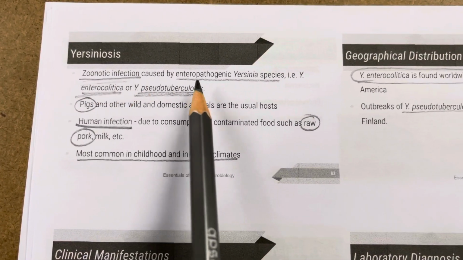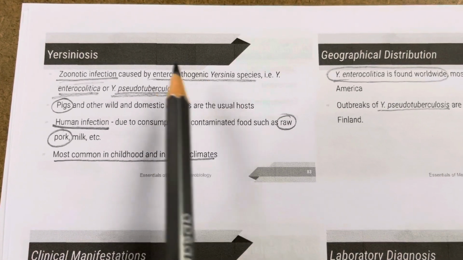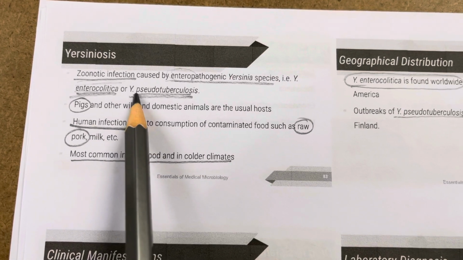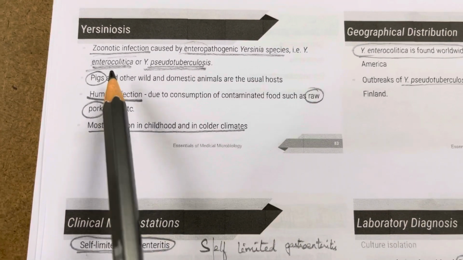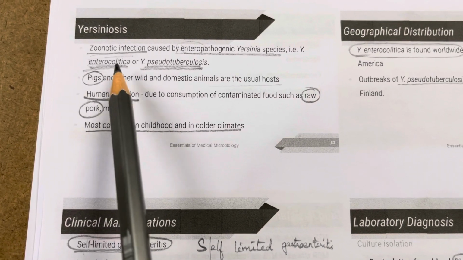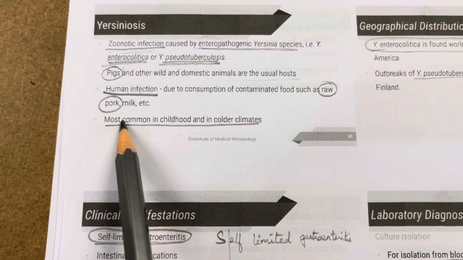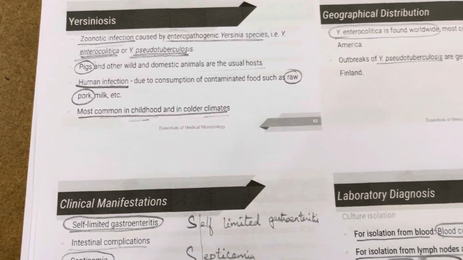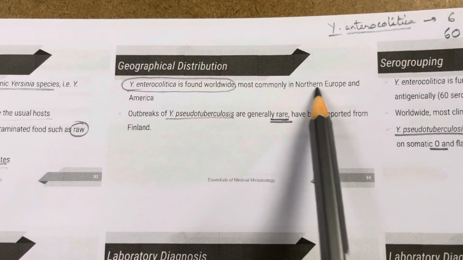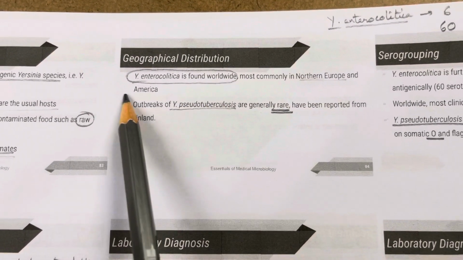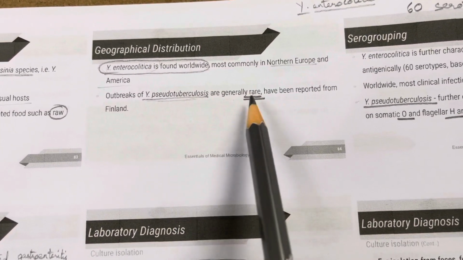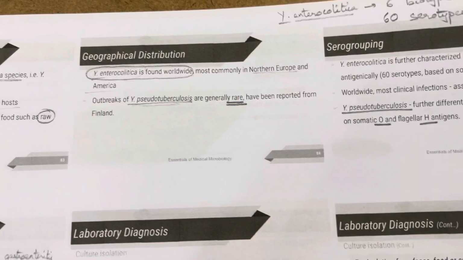Yersiniosis is a zoonotic infection caused by the enteropathogenic Yersinia species, Yersinia enterocolitica or Yersinia pseudotuberculosis. Pigs and other wild and domestic animals are the usual hosts, and human infection is by eating contaminated raw pork. It is most common in childhood and in colder climates. So where do you expect to find it? Colder areas, right? Northern Europe and America. Y. enterocolitica is found worldwide, but Y. pseudotuberculosis is generally rare and has been reported from Finland, cold countries.